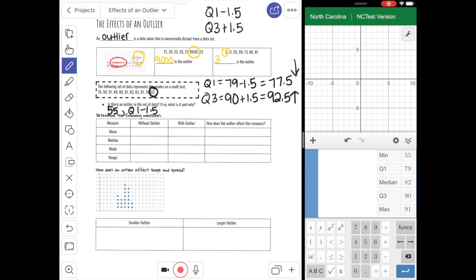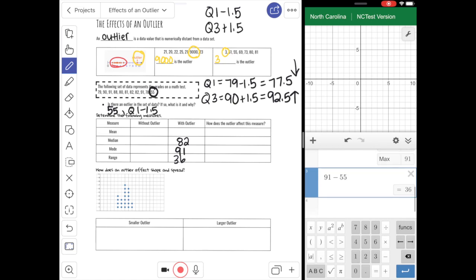Now we are going to calculate the mean, median, mode, and range, and see how that outlier affects that information with the outlier and without it, so that we can see the pattern that's happening. We already know a couple of things. We know the median with the outlier, because we already had that 55 in the problem. The median is 82. For my mode, remember, mode is the value that occurs the most, and it looks like 91 occurs the most. My range is my maximum minus my minimum. My maximum was 91 and my minimum was 55, so that's going to be 36.